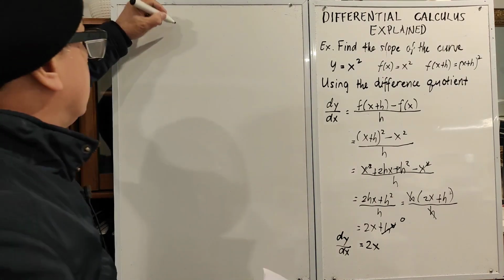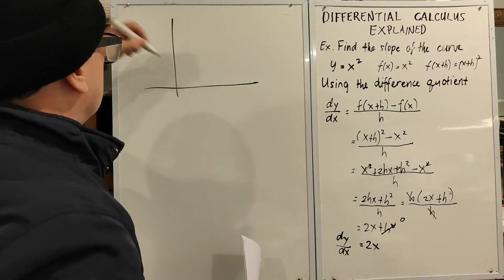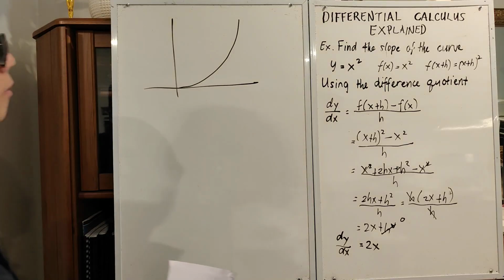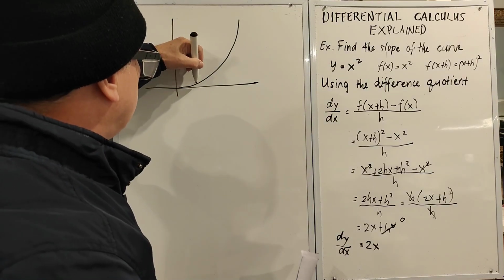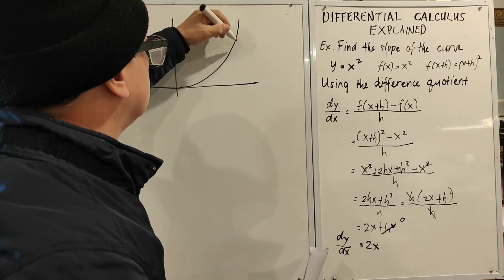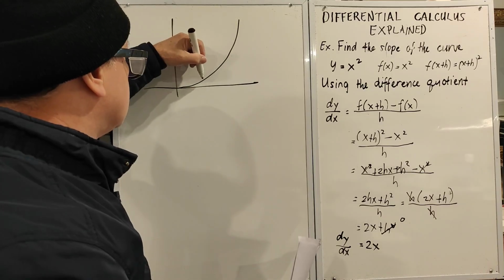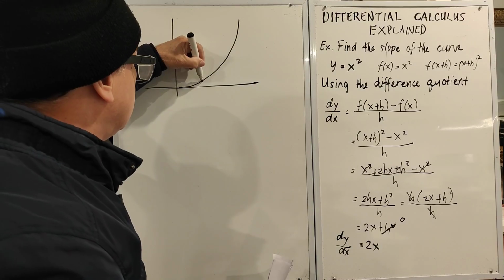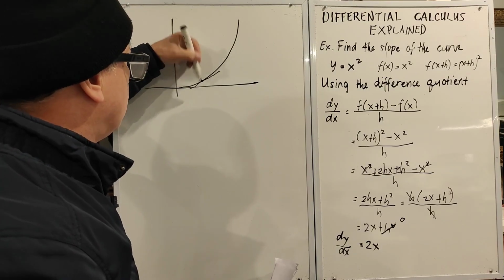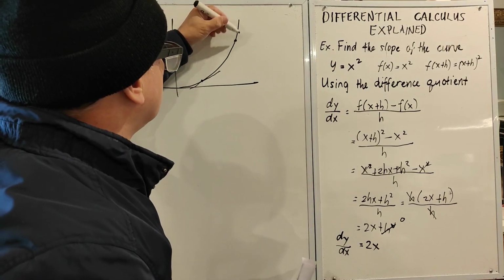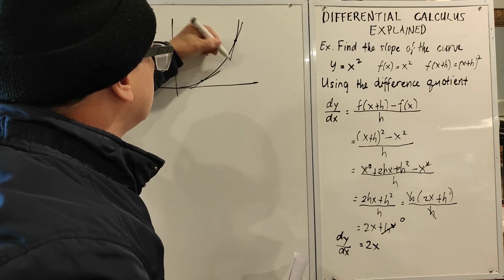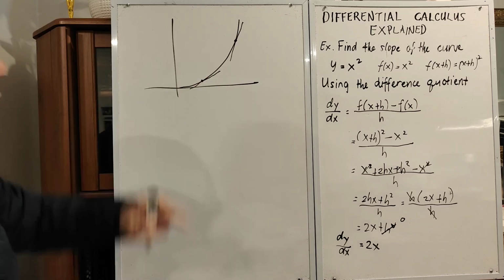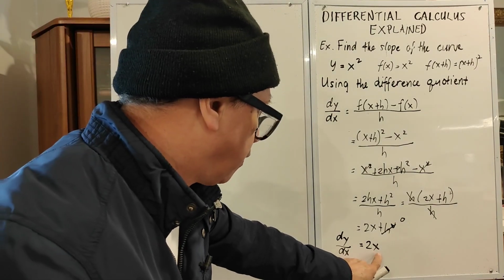This is because every point on the curve has a different slope. So for example, this is your curve. Every line that is tangent to the curve has a different slope. The slope in here would be different from here. This will be more steep. So every point will have its own slope. That's why we have a variable.